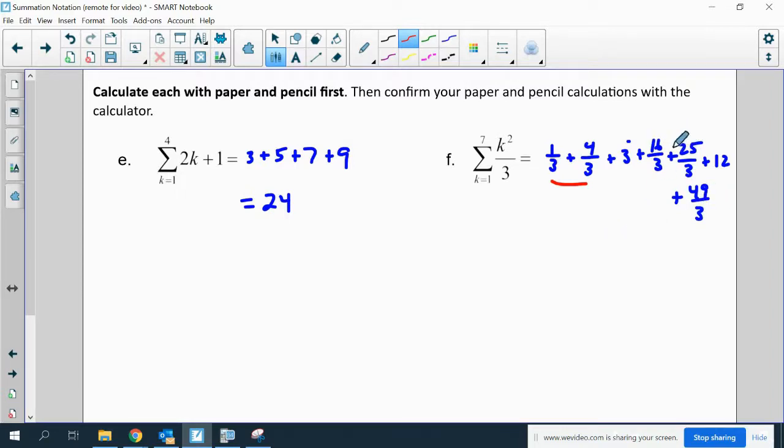54 plus 41 is 95/3. That's not nice. Plus 15. 15 is 45/3. So this ends up being 140/3. So let's confirm these with the calculator and hope that I'm right.